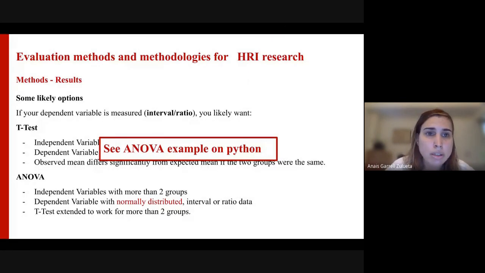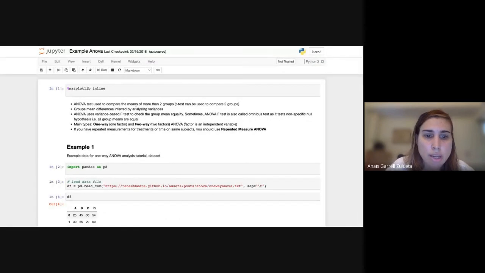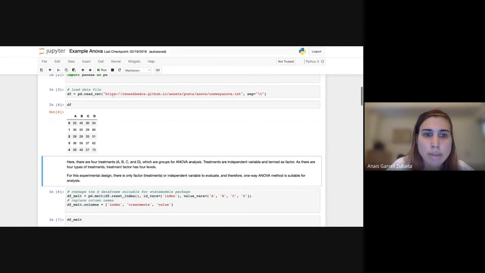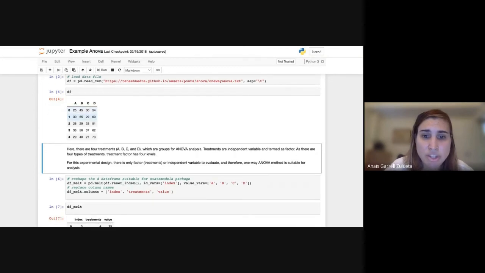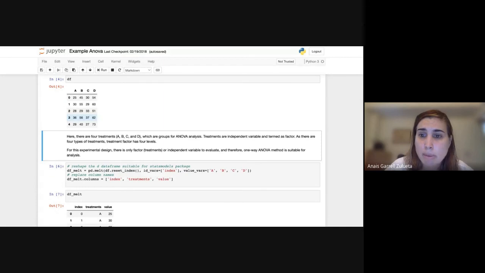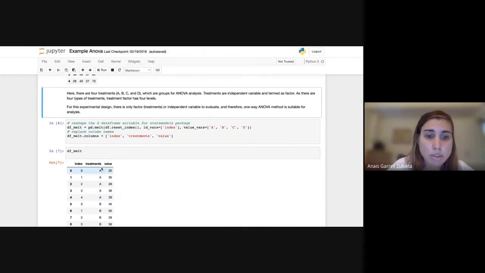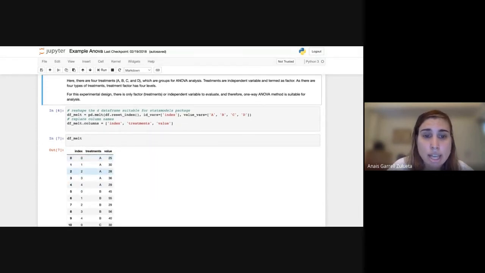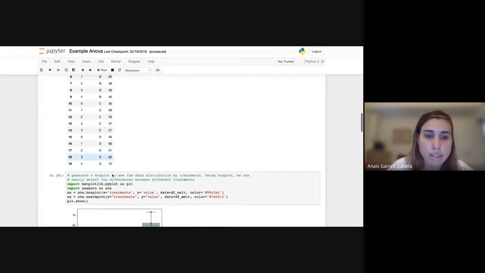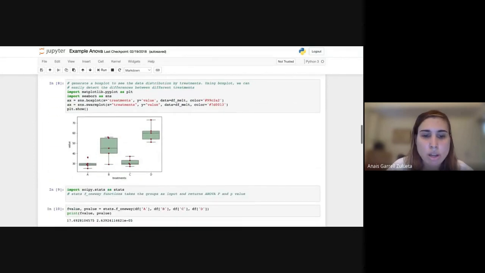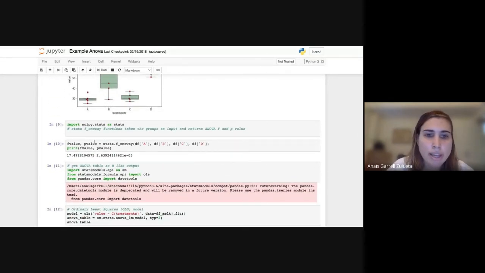So I will move here. I will show here. I downloaded this database. Here we have 4 different treatments, which are the groups for ANOVA. The treatments are the independent variables, termed as a factor. We can see that treatments can have 4 different values, A, B, C, and D, and we have a value. This is my data. We can plot it using a box plot. Here I'm using the one-way ANOVA with the 4 different options, and I'm obtaining a really small p-value. You can see it here.